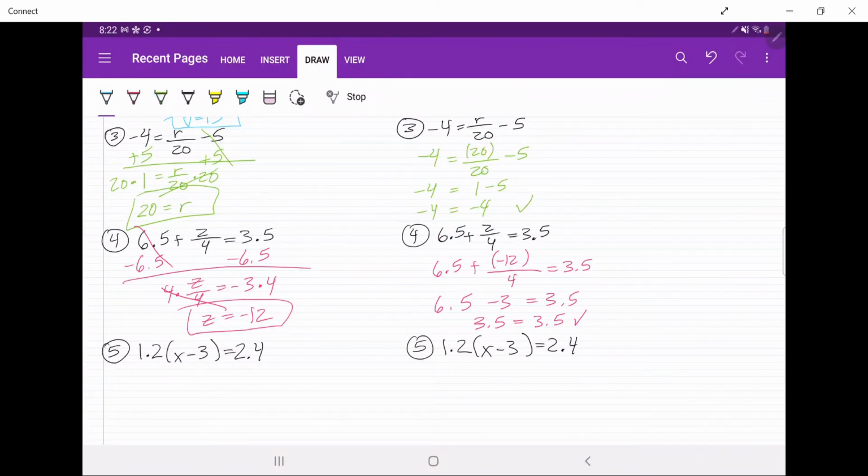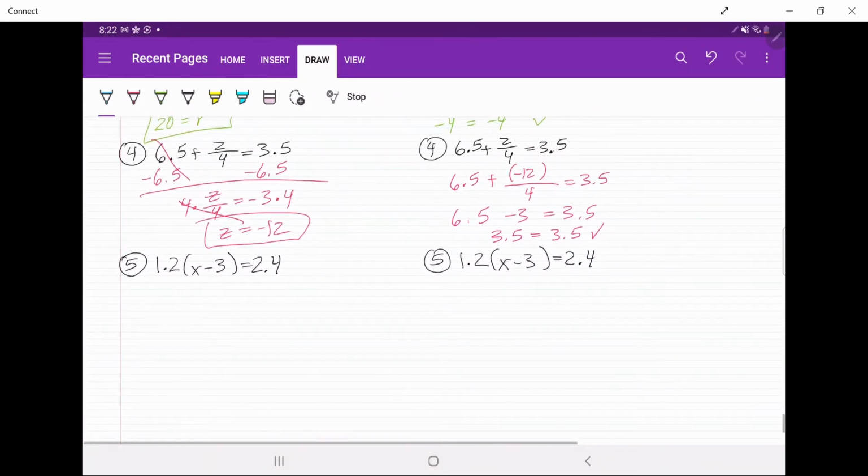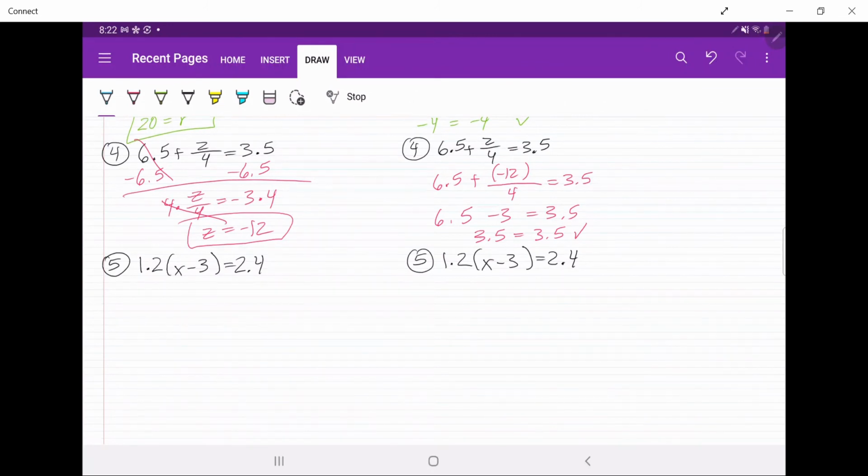Our last example is going to involve decimals, but this time involving also the distributive property. So we distribute the 1.2 to the x and to the negative 3. So 1.2 times x is 1.2x. 1.2 times negative 3 is negative 3.6. And that equals 2.4. We want to get 1.2x by itself. So we add 3.6 to both sides. And we're left with 1.2x is equal to 2.4 plus 3.6, which is 6.0.